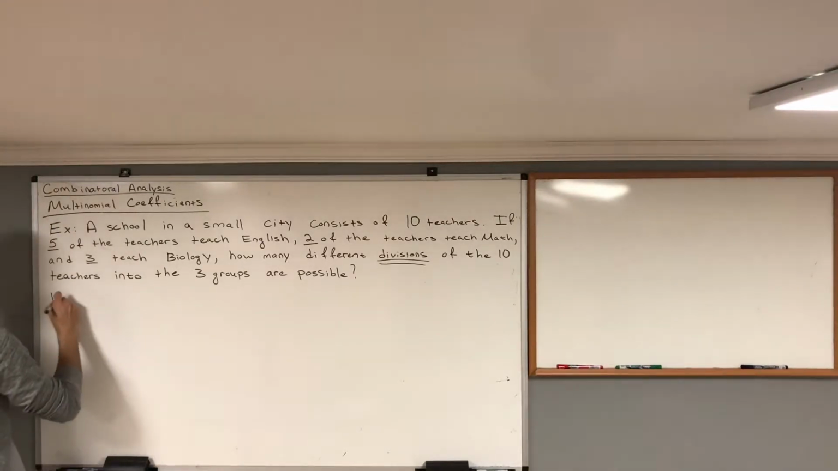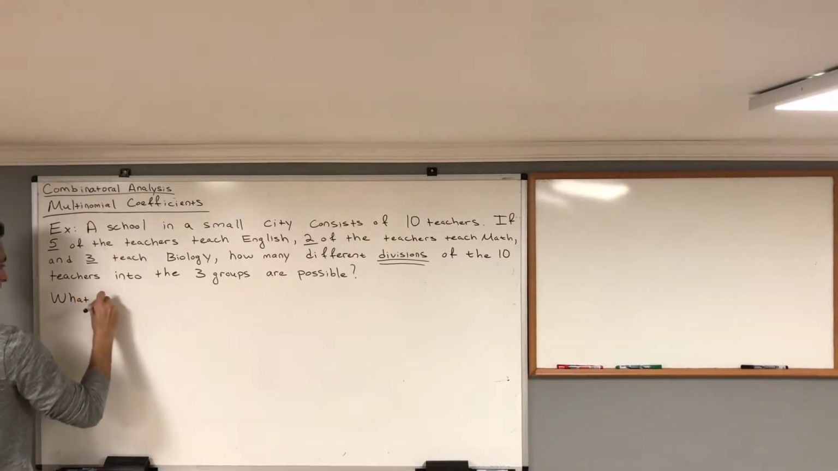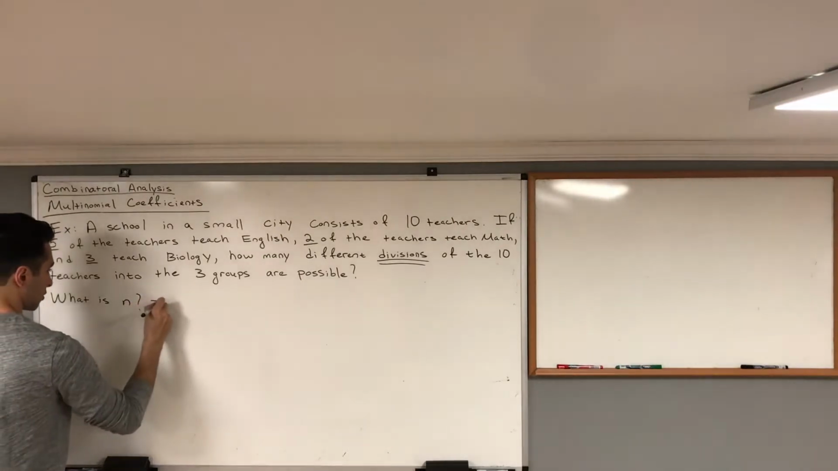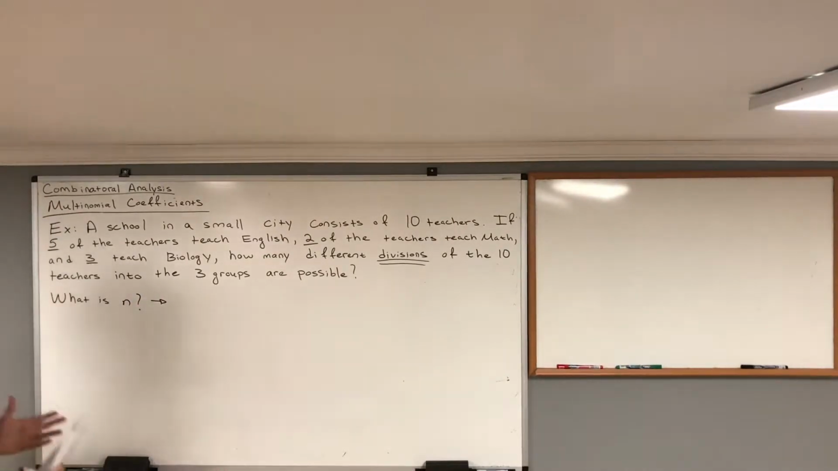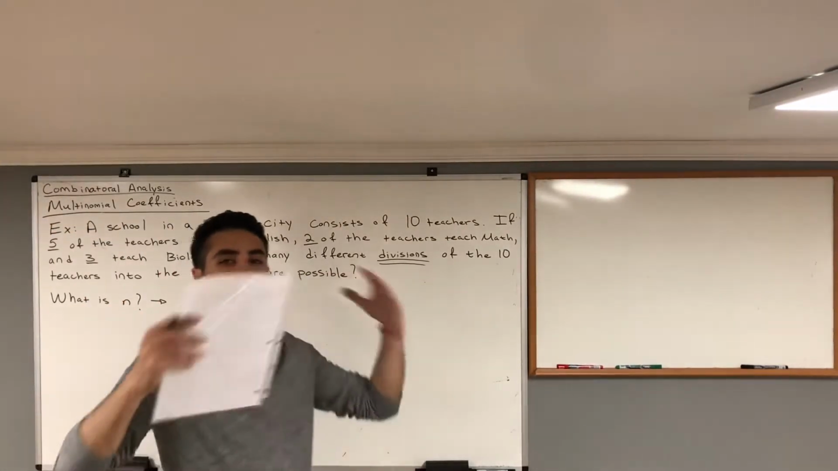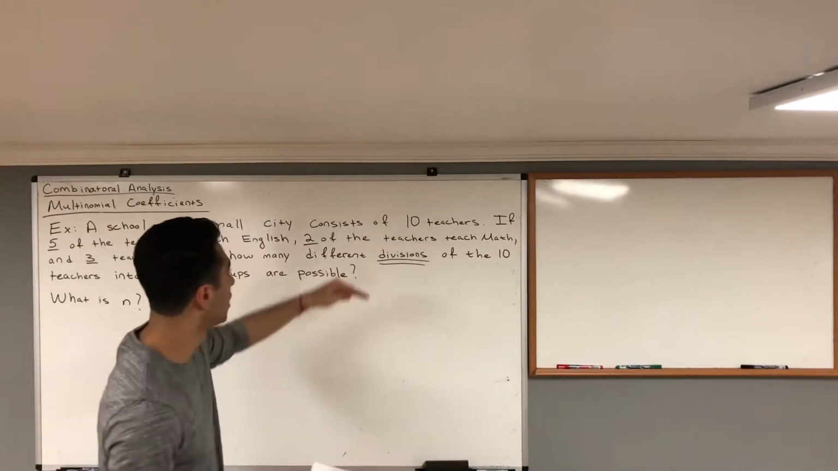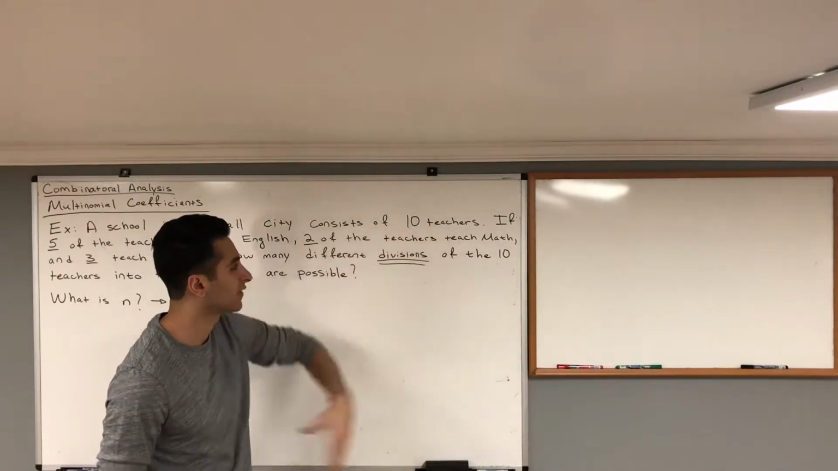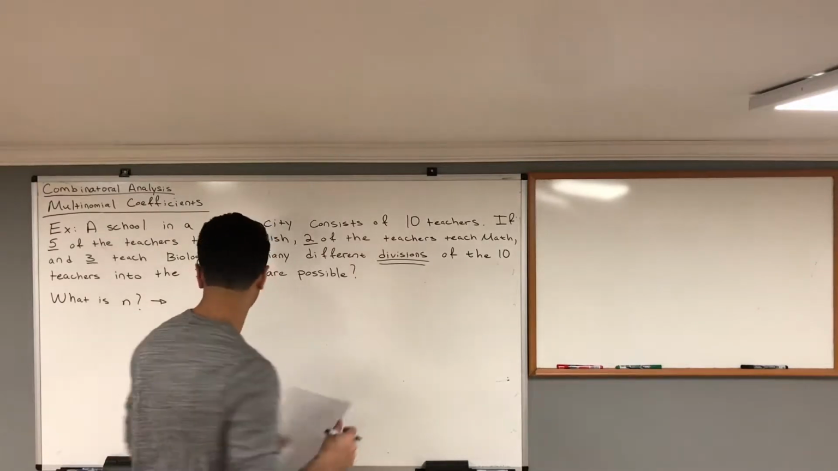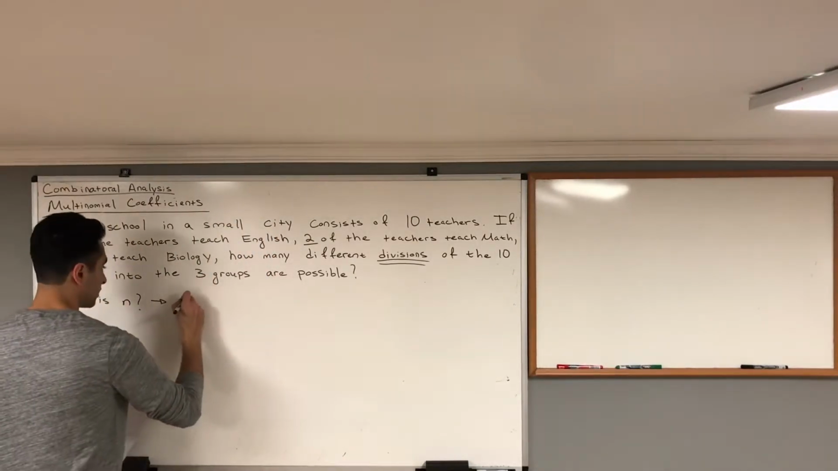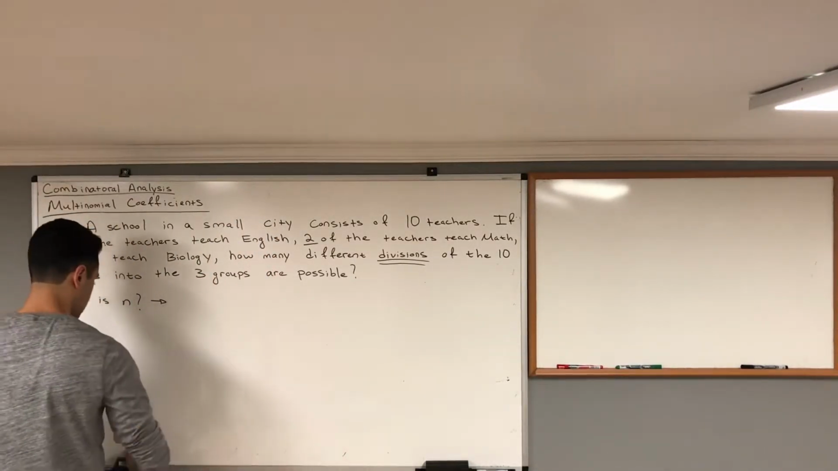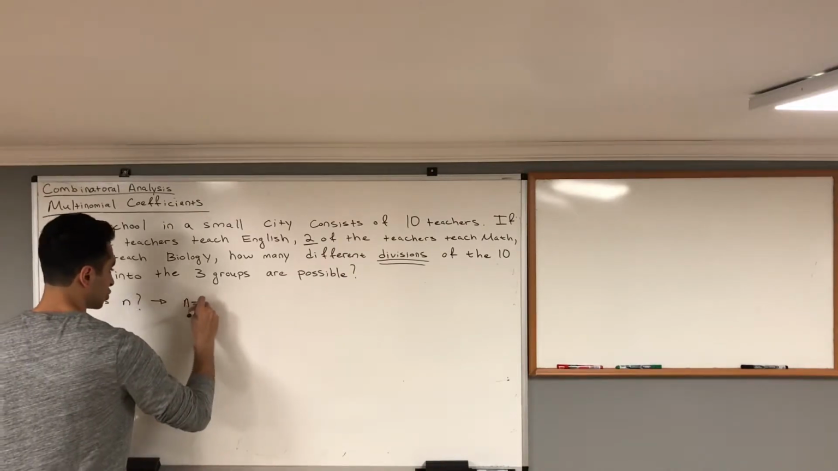And we want to know what is n first, right? What is n? N is the total number of distinct items. N has to be 10. We have 10 distinct teachers, right? So n equals 10. We have 10 different teachers.